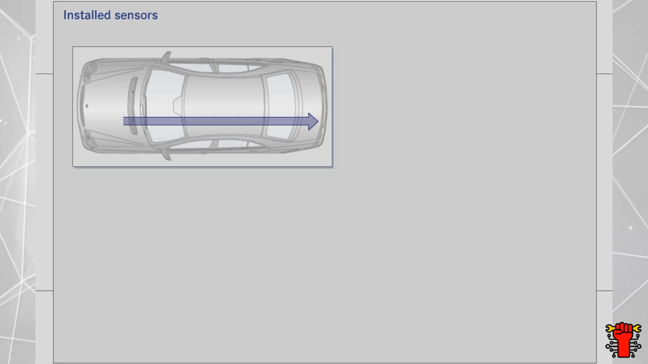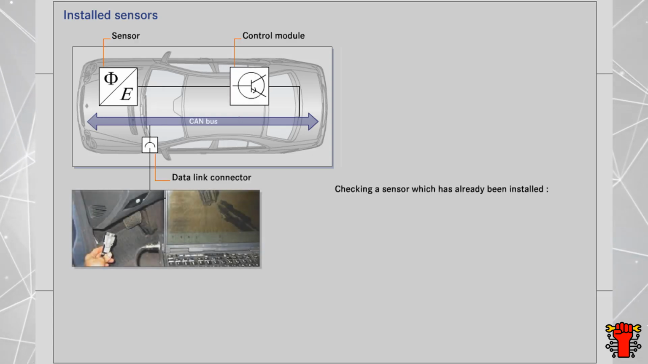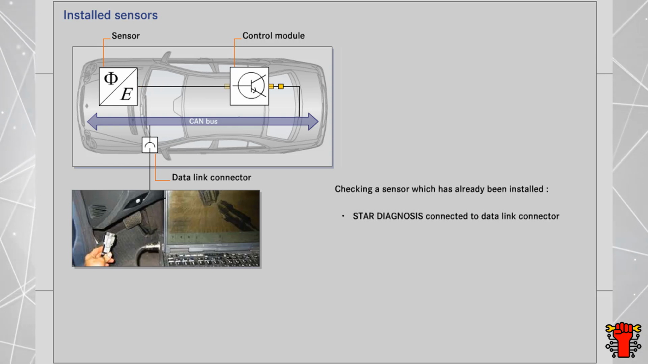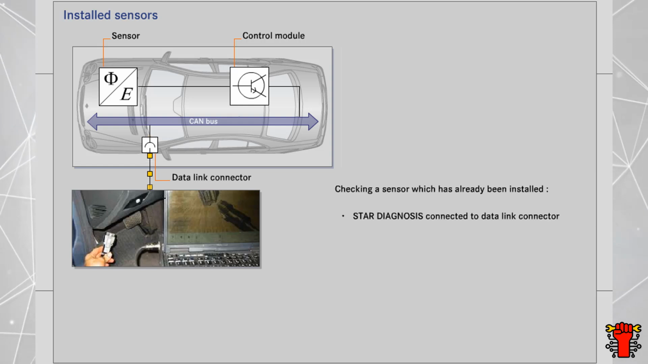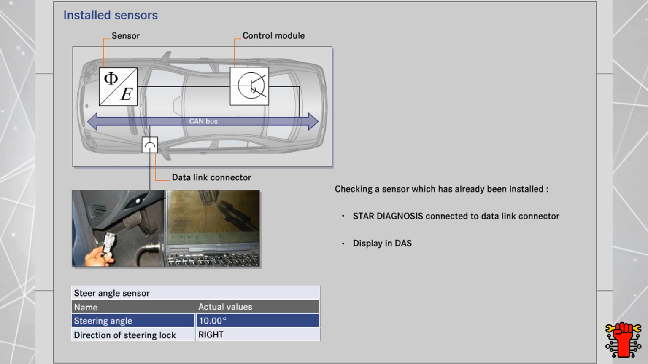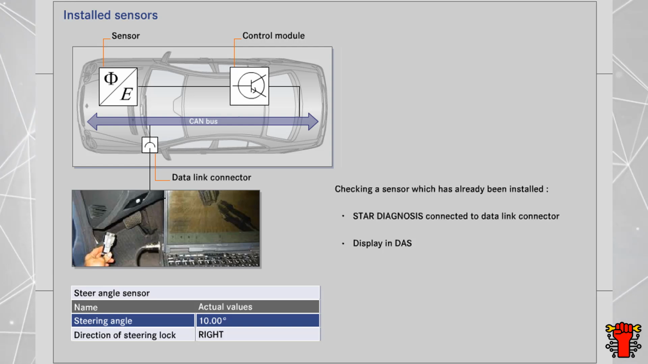A vehicle's sensors can be checked once they have been installed. To do this, Star Diagnosis is connected to the vehicle's data link connector. The sensor's measurements pass through the associated control module and the onboard power supply to Star Diagnosis and appear in the actual value display of the Diagnosis Assistance System, DAS.